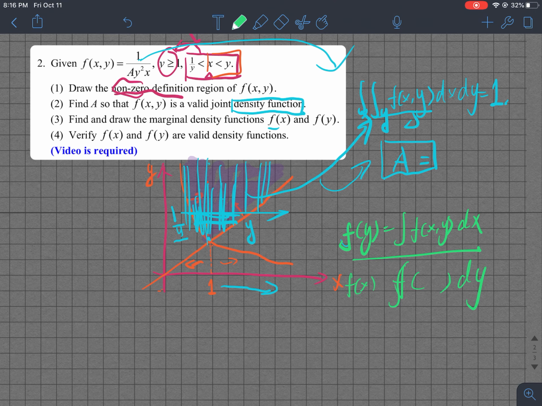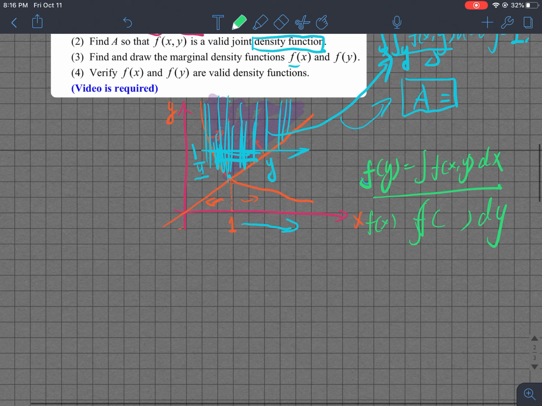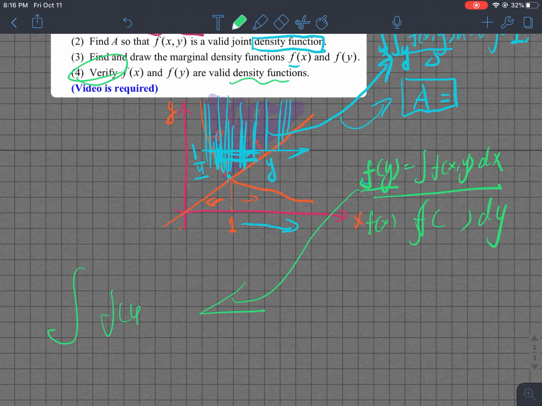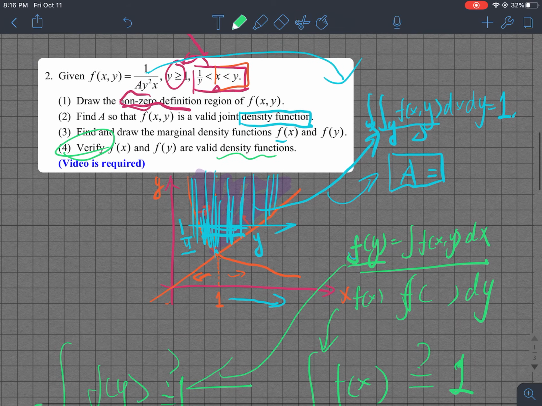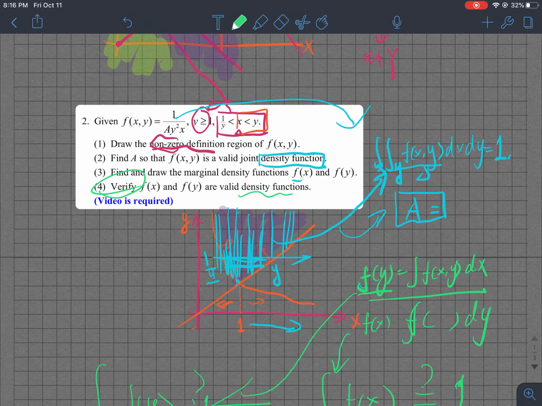And after we have these functions, it's quite simple to verify the density function. What we need to do is take the integral of f_Y and compare it to 1, and take the integral of f_X and compare it to 1. That's the whole idea of this question. Let's see the solution for this part.